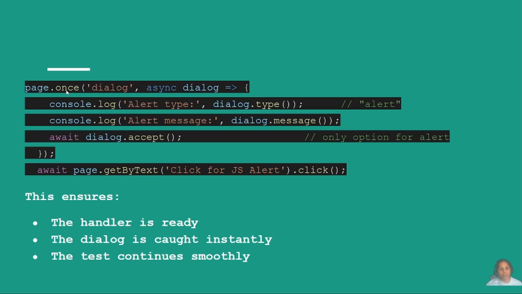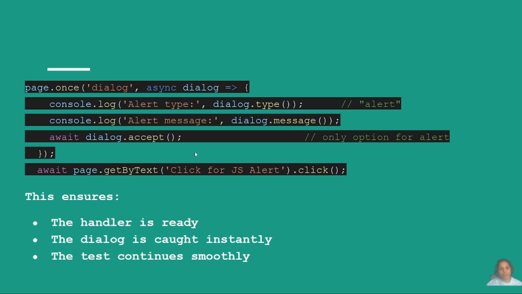Okay. Page.once dialog event. So inside this page.once, it has 2 parameters. This is the event and this one is the function. So when you register this handler, it will be ready to listen. Okay. So when the dialog appears, immediately this function is executed. You're telling the handler, when the dialog appears, immediately execute this dialog function. Okay. Inside the function, we have dialog.type, dialog.message, dialog.accept. This is an action. This will give the type, whether it is an alert or confirm or prompt, and this will give you the message.